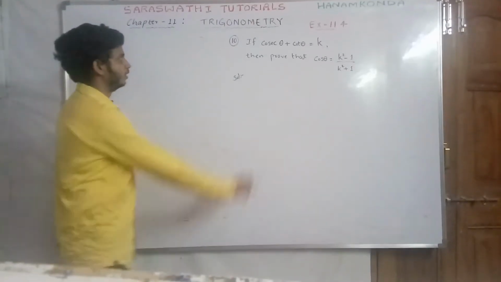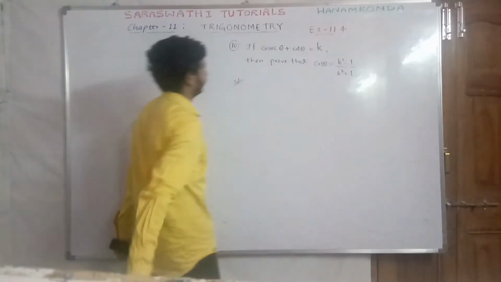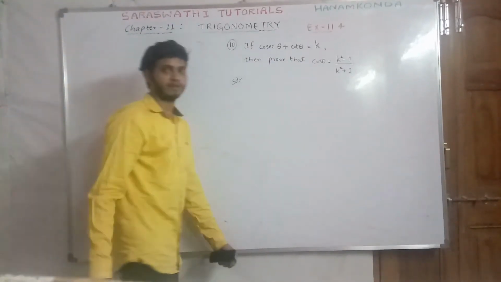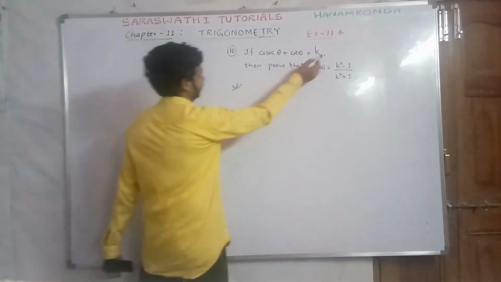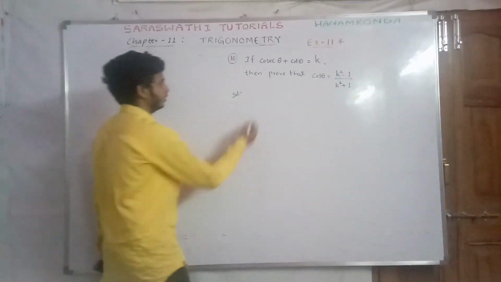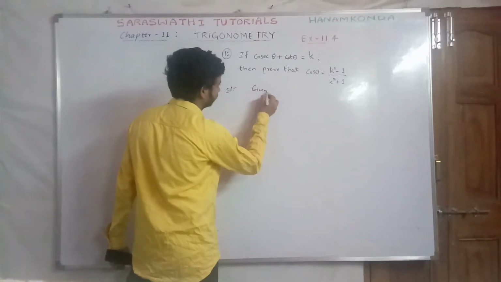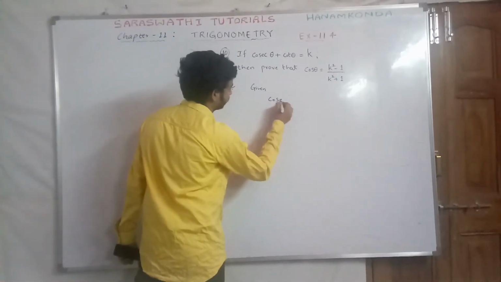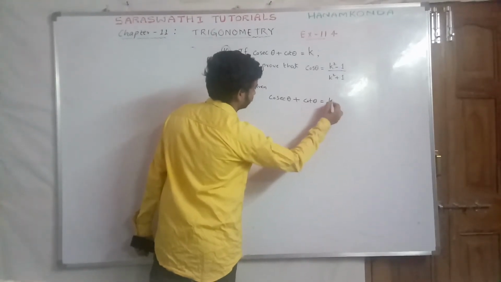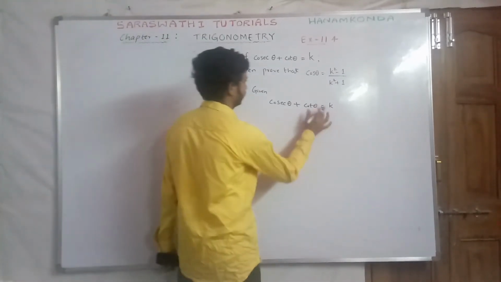The next question is, if cosec theta plus cot theta equal to k, then prove that cos theta equal to k square minus 1 by k square plus 1. Okay, first write the given condition here. So here the given condition is cosec theta plus cot theta equal to k. So this is the given condition.